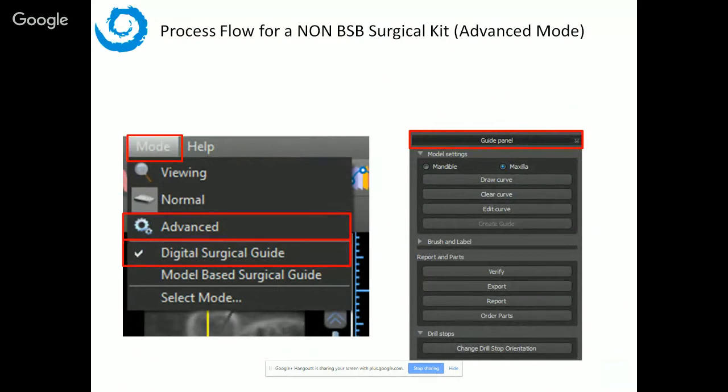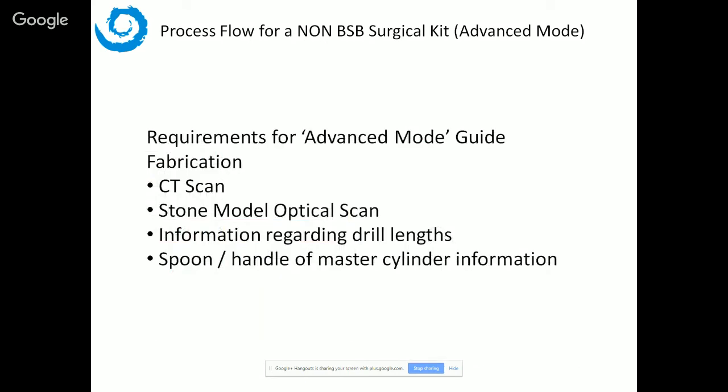To switch to the advanced mode, you hit the mode panel, you change to advanced, and your guide panel is going to change from what we had previously to a bit of a different panel. The requirements to do an advanced mode case are your same CT scan of the patient as the stone model optical scan. Here, you're going to need a bit more information. You're going to need to know the lengths of the drill. If it's with a stop, you're going to need to know the length until the stop, and you're going to need to know either the spoon handle information or the information regarding master cylinders.